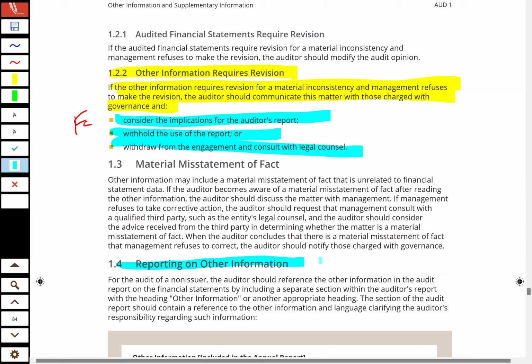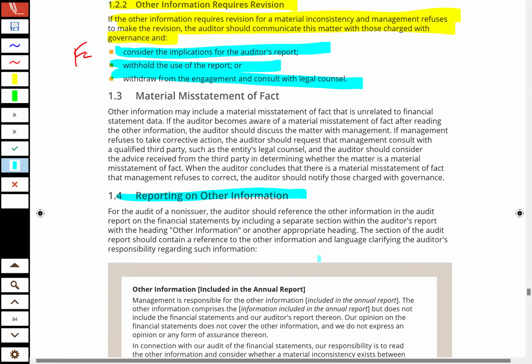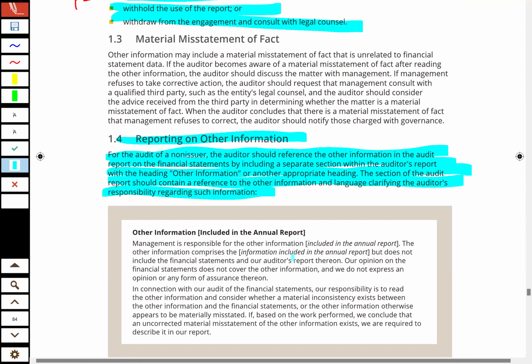Right here, reporting on the other information. This is what I want to look at. For the audit of a non-issuer, the auditor should reference the other information in the audit report on the financial statements by including a separate section in the auditor's report with the heading Other Information or other appropriate heading. The section should contain a reference to the other information and language clarifying the auditor's responsibility. And if there is a material misstatement of fact in that other information, then the auditor should call that out as a problem.